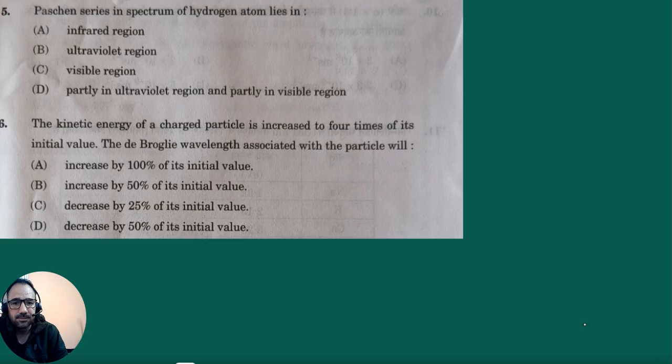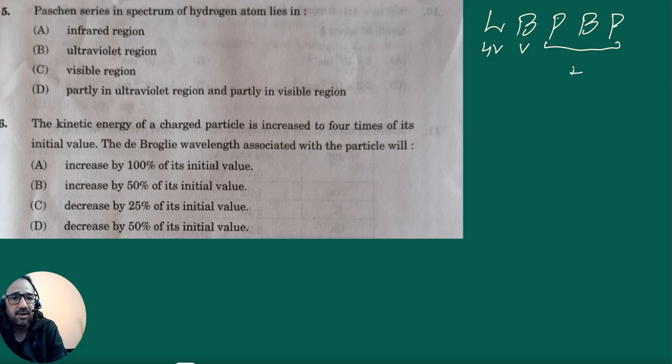Okay, now next, Paschen series. Lyman, Balmer, Paschen, Brackett, Pfund. Lyman lies in the ultraviolet region. Balmer's wavelength lies in the visible region, and all three of the rest will lie in the infrared region. So that's why the right option is A, infrared region. Next one is the sixth question.